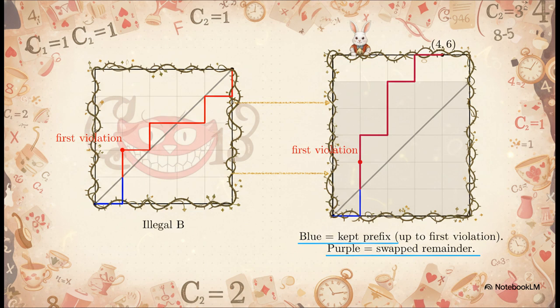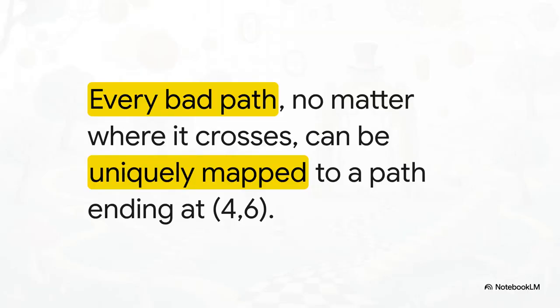Here's a completely different one that crosses the line much earlier. We apply the exact same trick, swap everything after that first violation, and wait a minute, look where it ends up. The exact same destination, 4-6. And you know what? That is not a coincidence. And this is the crucial insight, the whole key to the puzzle.